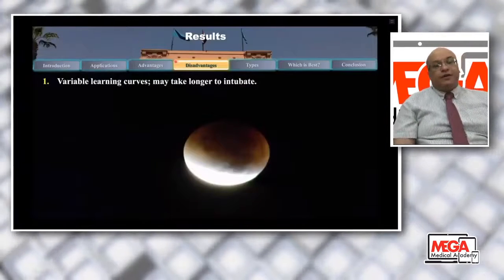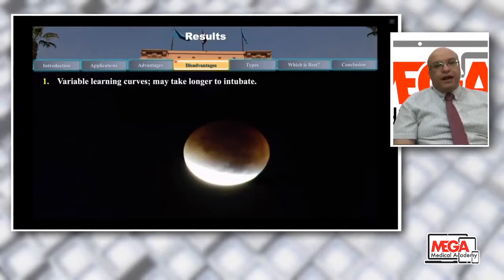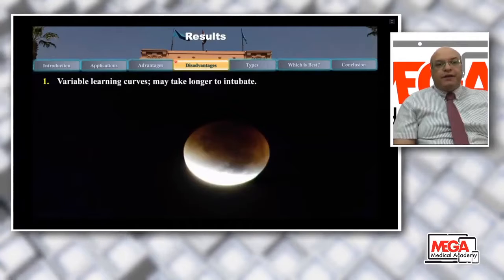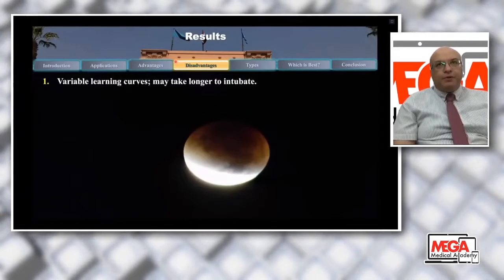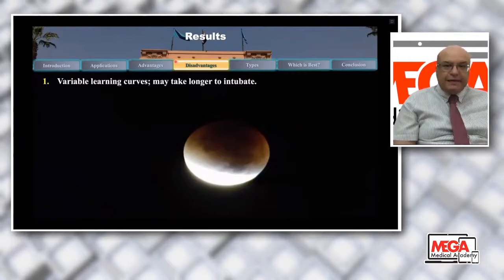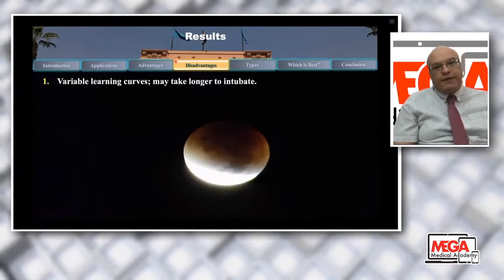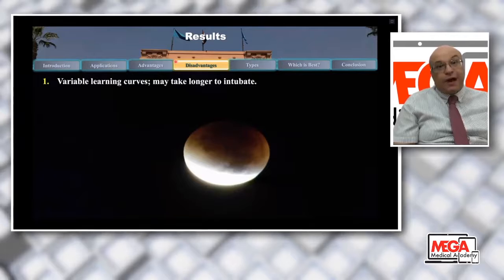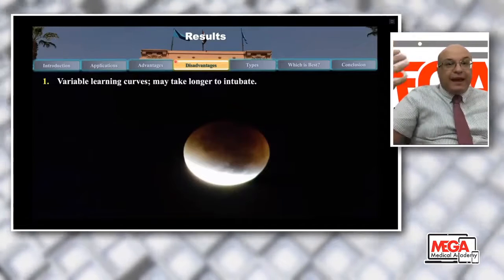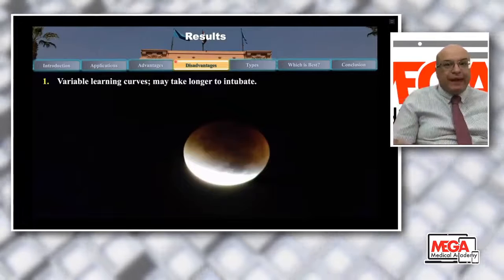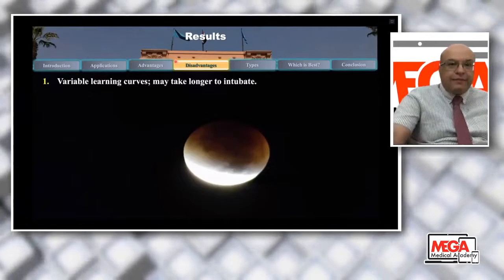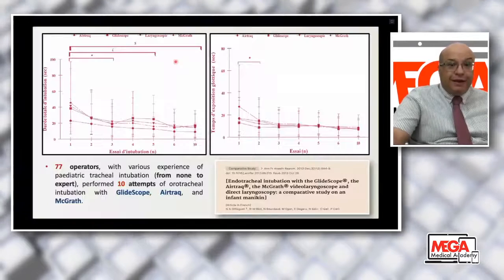We have a disadvantage for video laryngoscopes. They are not angles anymore. There are variable learning curves, which may take longer to intubate. The problem of taking a longer time to intubate, particularly in pediatrics, is that you are going to expose the pediatric patients to risk of hypoxemia. By building up the learning curve and increasing the experience and the skills gained by practitioners, this time to intubation is expected to go down.